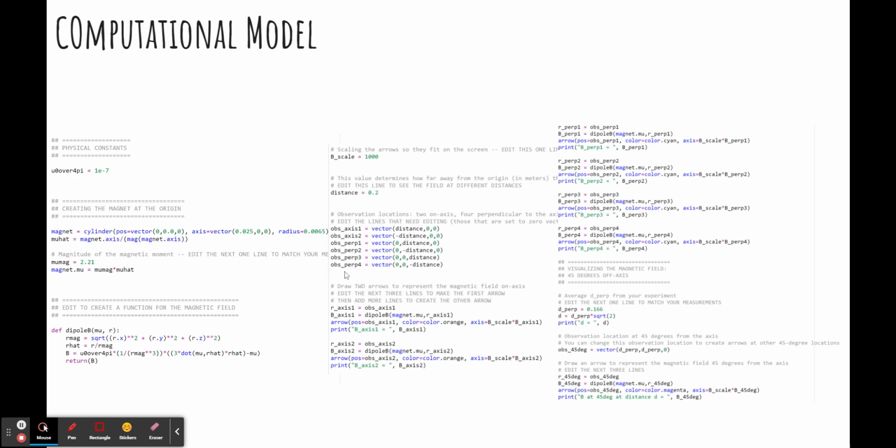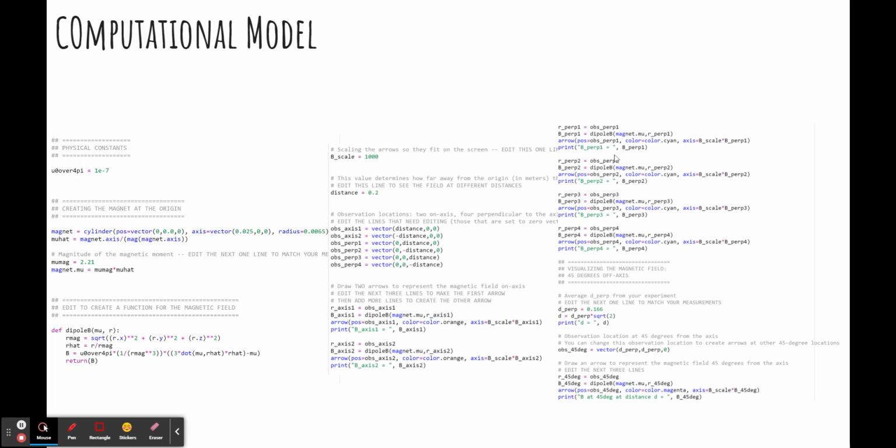And here we have the different axes. We have 2 on-axis and then 4 perpendicular. So that can be seen here based off the x, y, and z components. And then we're going to draw arrows for each of these. So for the first one, it's going to be obs axis 1. And then you're going to take that dipole B from earlier and plug that in. And you're going to make your axis, your B scale times that axis. And you're going to do that again for the second obs axis, the on axis.